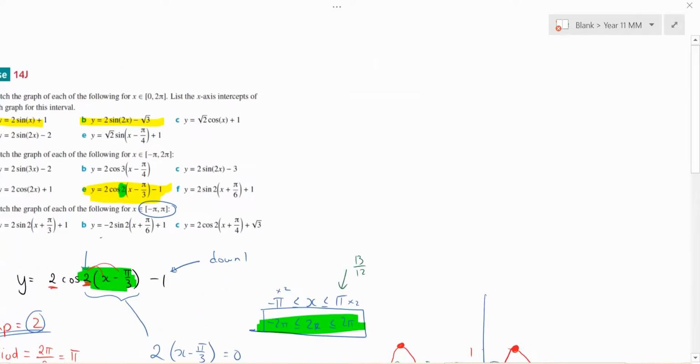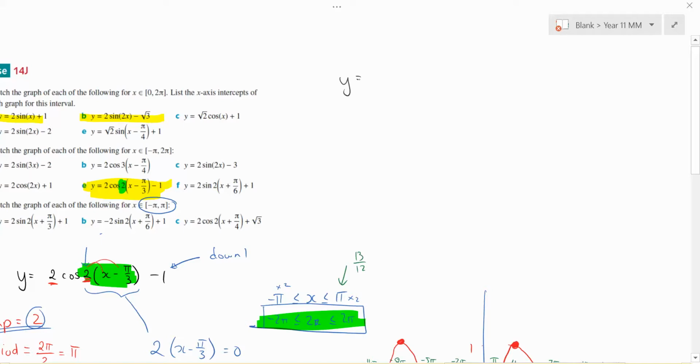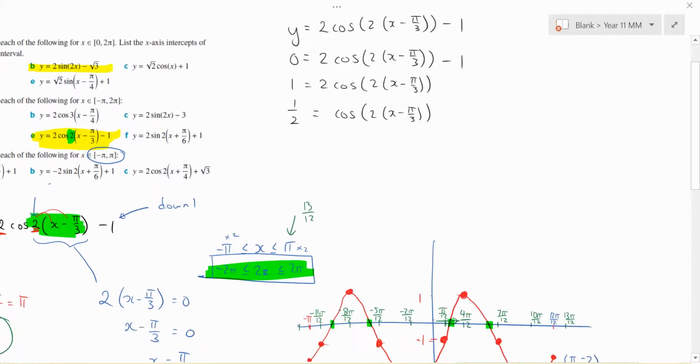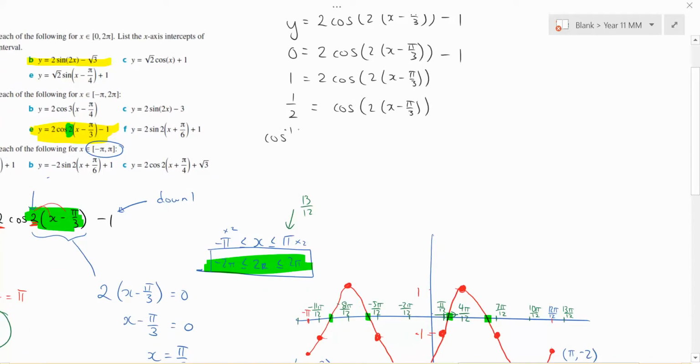Let's try this. We've got y equals 2 cos of 2 times x minus pi on 3, minus 1. Let y equal 0 to find x-intercepts. Okay, so you've got 2 cos of 2 bracket x minus pi on 3, minus 1. Bring the 1 across, so 1 equals 2 cos of 2 times x minus pi on 3. And then divide both sides by 2, so you've got half equals cos of 2 times x minus pi on 3. Okay, and then cos inverse of half.